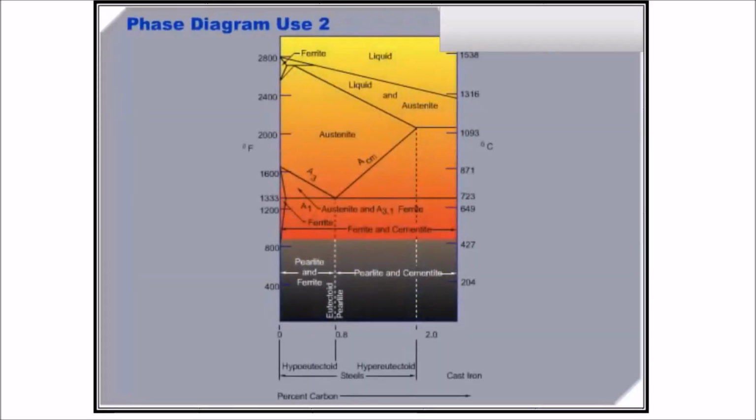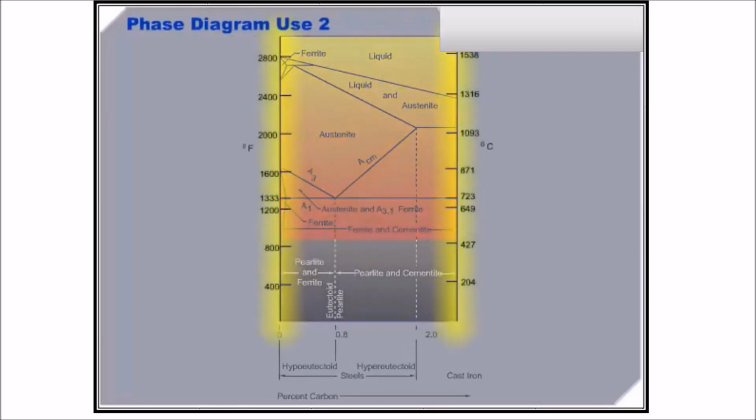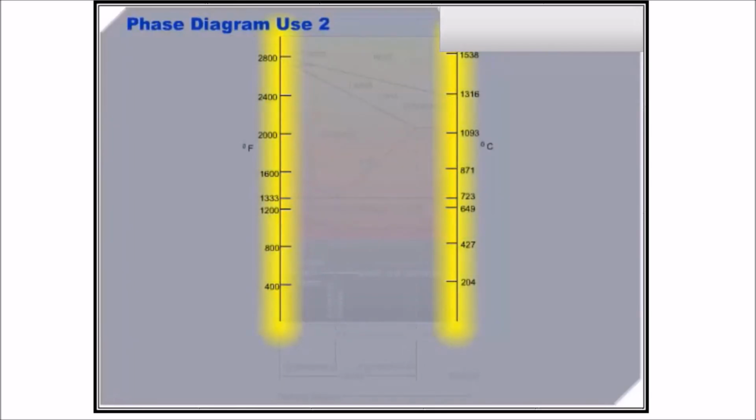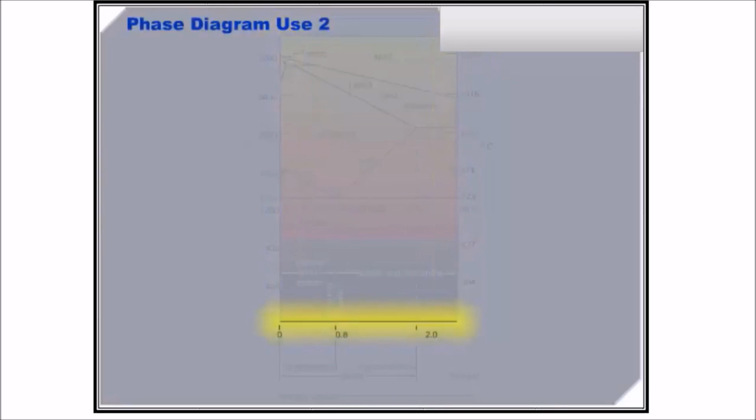Looking at the diagram, notice that the vertical axis describes the temperature changes, while the horizontal axis indicates the amount of carbon present. Consequently, for a given carbon content, a vertical line can be drawn through that horizontal axis intersect. Moving vertically up that line, it can be determined what microstructures will exist at various temperatures.